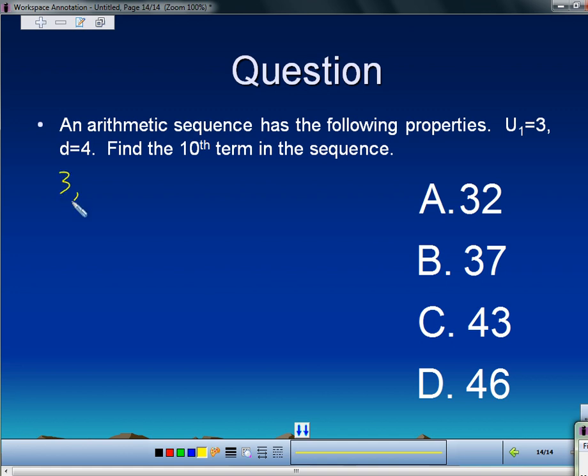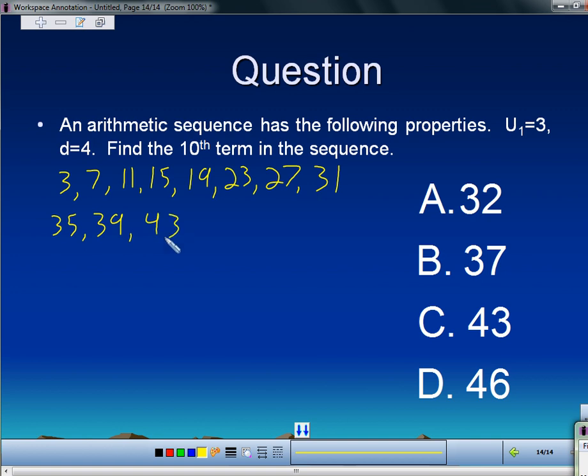Our first term was 3. D is 4, so that means we're adding 4 every time. So it'd be 7, 11, 15, 19, 23, 27, 31, 35, 39, and 43. So every time I'm adding 4, I simply go through and do that. I get up to my 10th term. Very simple process as far as that's concerned. One of those things that we just need to have in our toolbox.